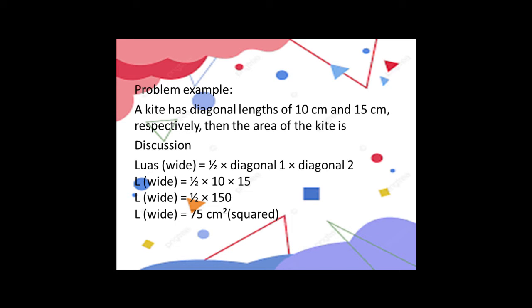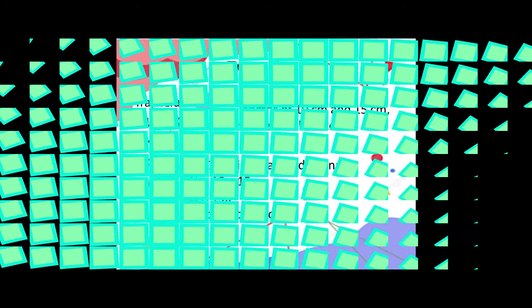Discussion. Area equals 1/2 multiplied by diagonal 1 multiplied by diagonal 2. Area equals 1/2 multiplied by 10 multiplied by 15. Area equals 1/2 multiplied by 150. Area equals 75 cm squared.